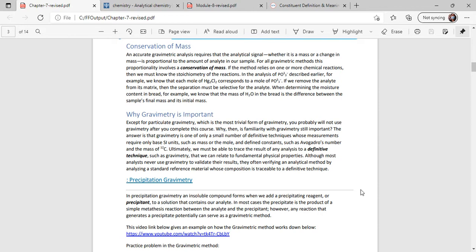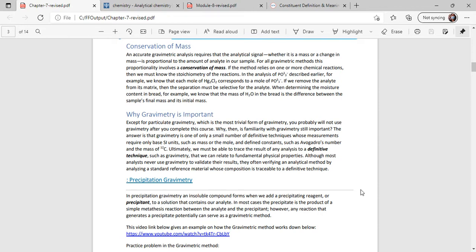Ultimately we must be able to trace the result of any analysis to a definitive technique such as gravimetry that we can relate to the foundation physical properties. Although most analysts never use gravimetry to validate their results, they often verify an analytical method by analyzing a standard reference material whose value is traceable to a definitive technique.